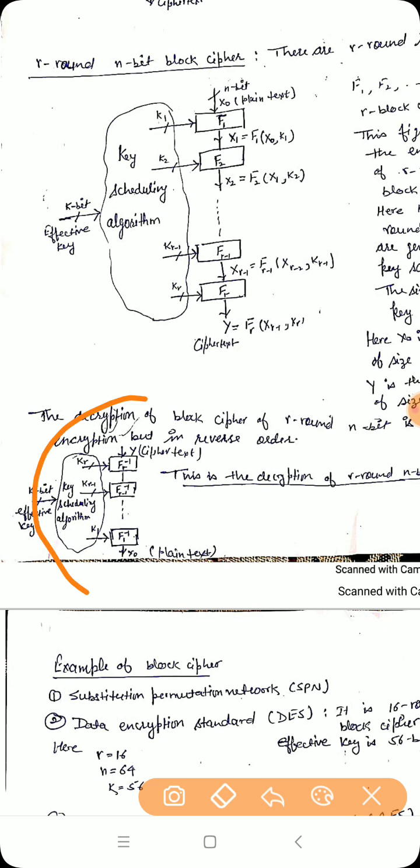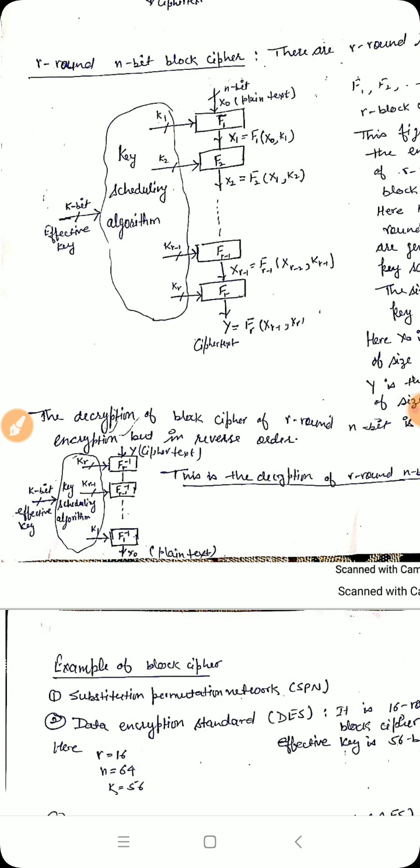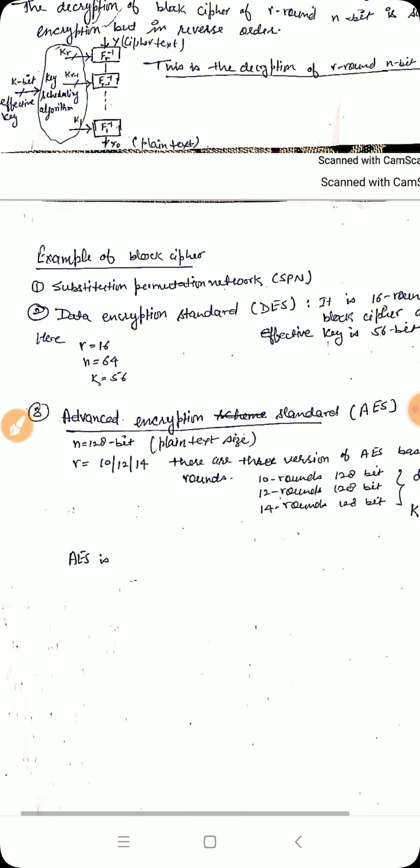So here this is the decryption. That means we take the ciphertext as the input, and the ciphertext goes to the Rth round with the key KR of the Rth round. Then the output of this round goes to the next round, and finally after F1 we get the plaintext X0. So this is the reverse process of the encryption.